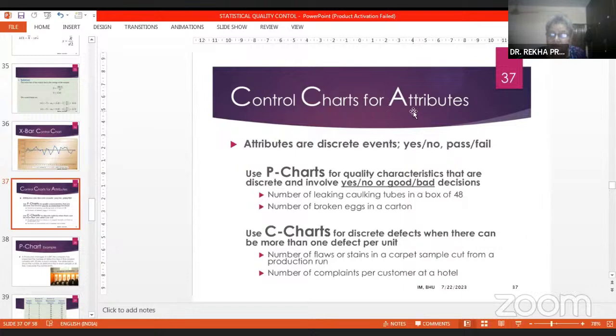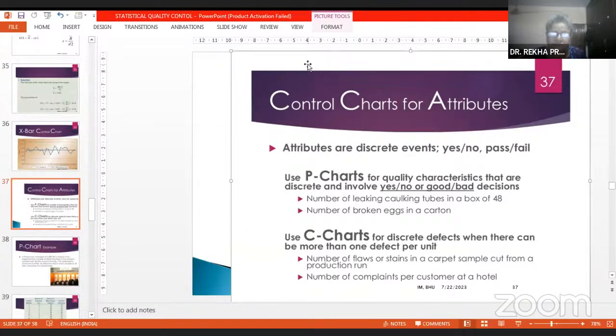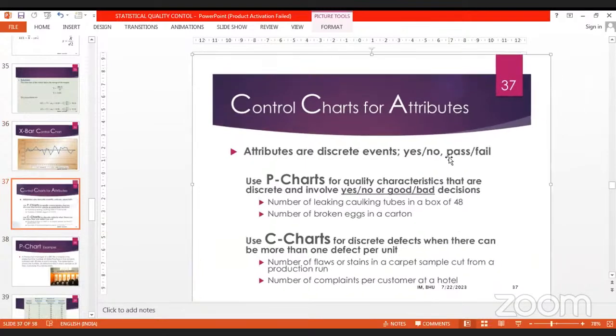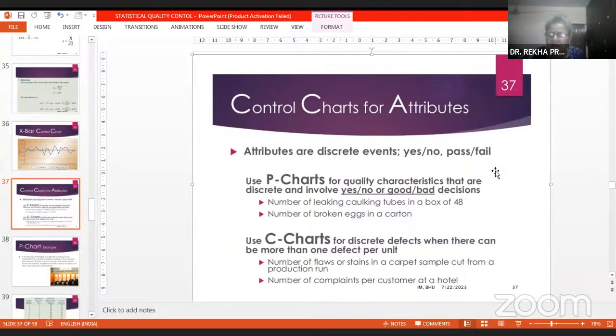ये attributes का है. So as I told you here, it is not measurable, it is countable. Attributes are discrete events. Yes, no, pass, fail, true, false, something like that. Number of defects. So P charts are quality characteristics that are discrete and involve yes, no or good, bad decisions. Only दो ही है, binary है. जैसे number of leaking tubes, number of broken eggs, all these things.